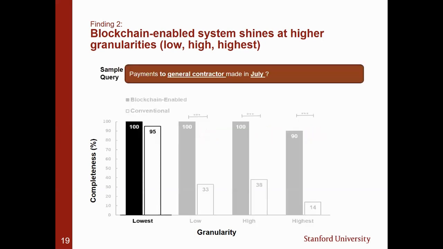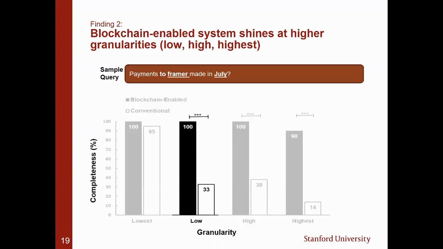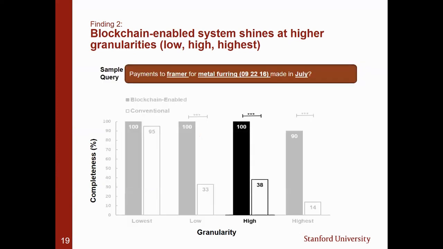For example, if I ask you about payments to the general contract in the month of July, you're as likely to respond to this if you're using blockchain or a conventional solution. If I ask you about the framer instead, then you're 3 times more likely to respond to this if you're using blockchain. If I throw in something about the scope of work, for example, metal fairing, again, you're 3 times more likely to respond to this using a blockchain solution.